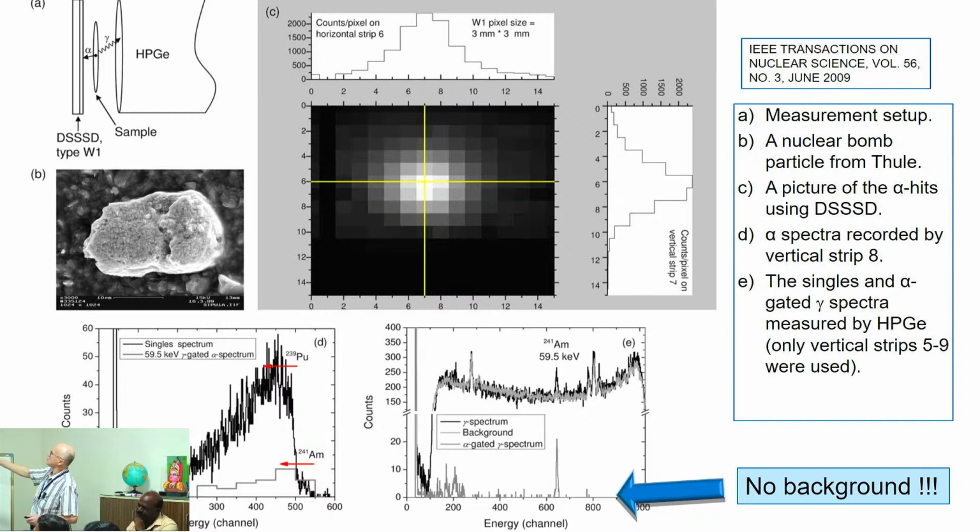Picture A. So it's a measurement setup here. This is the gamma detector here, and this is the alpha detector. And the sample is located between these two detectors. In our example, it is a nuclear bomb particle from Thule. Do you know this Thule accident? This place is in Greenland, at the very north.